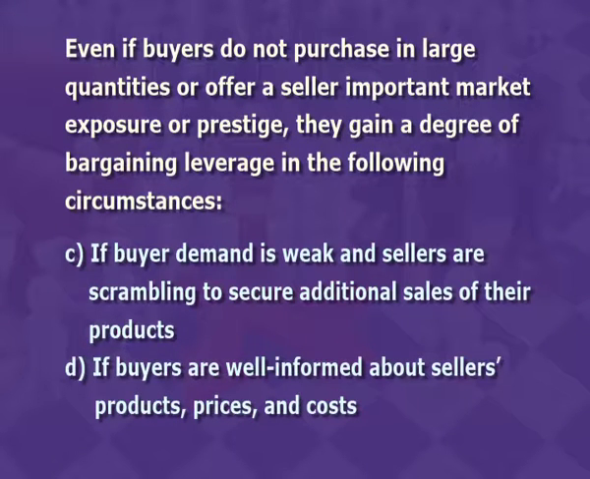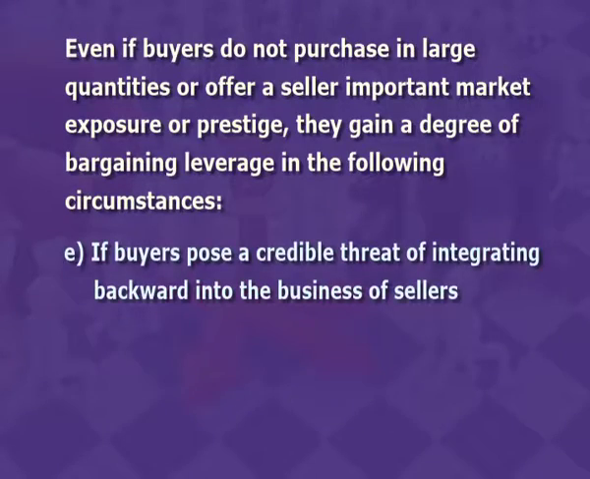D. If buyers are well informed about sellers' products, prices, and costs. The more information buyers have, the better bargaining position they are in. E. If buyers pose a credible threat of integrating backward into the business of sellers. Companies like Anheuser-Busch, Coors, and Heinz have integrated backward into metal can manufacturing to gain bargaining power in obtaining the balance of their can requirements from otherwise powerful metal can manufacturers.